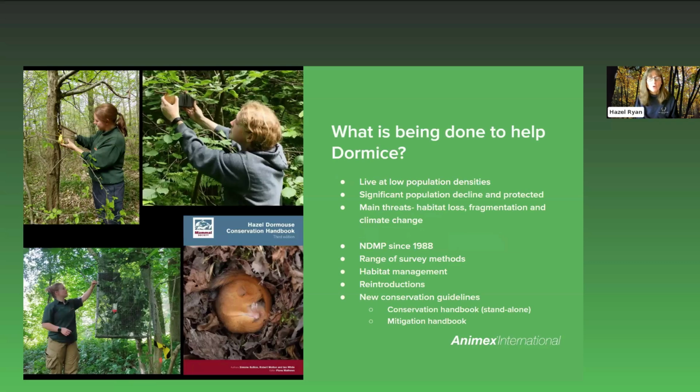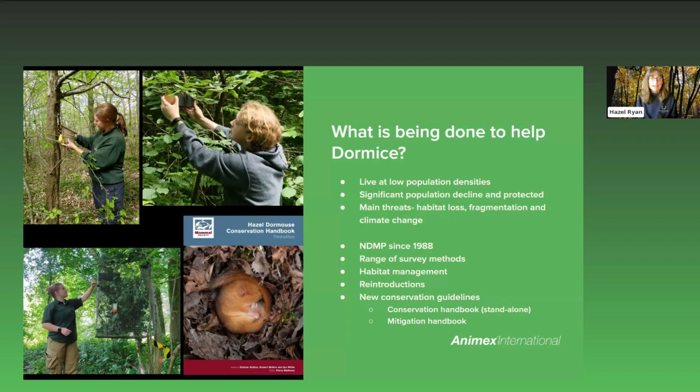So dormice live at low population densities generally. In most woodland habitats, for every one dormouse you have, there are about 10 wood mice. So they're much rarer than other small mammal species. And even in the best habitats, you only find about 10 adults per hectare, often fewer than that. But they have declined in both their range and their population size.